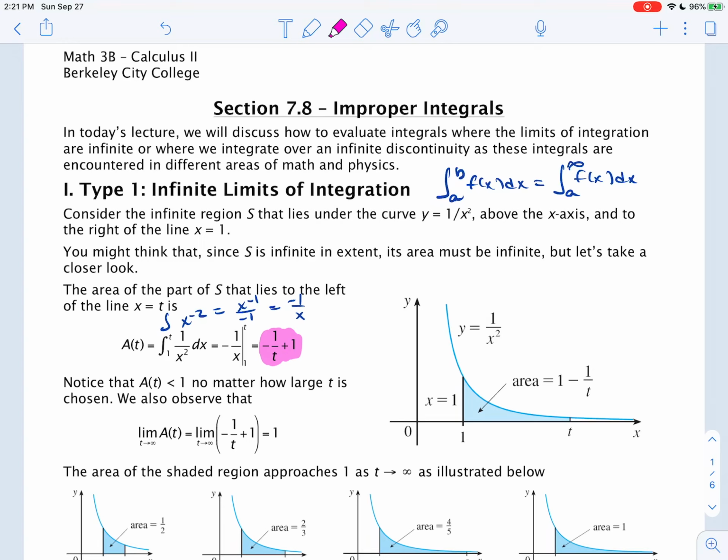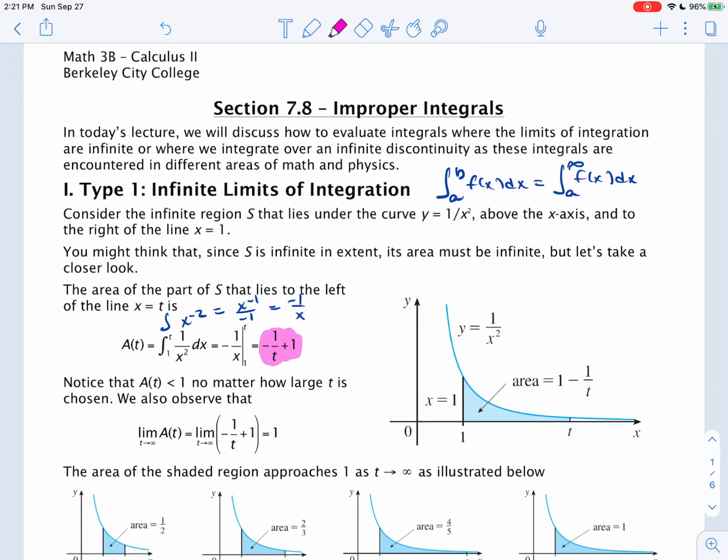So you can see here that no matter what value of t we choose, minus 1 over t plus 1 is going to be less than 1. But if we actually take the limit as t goes to infinity, we're going to get 0 plus 1. So the limiting area under this curve is actually going to be finite, and it's going to be 1.